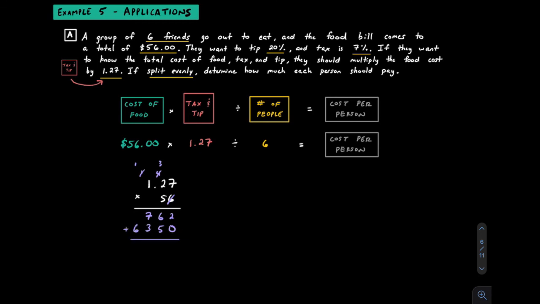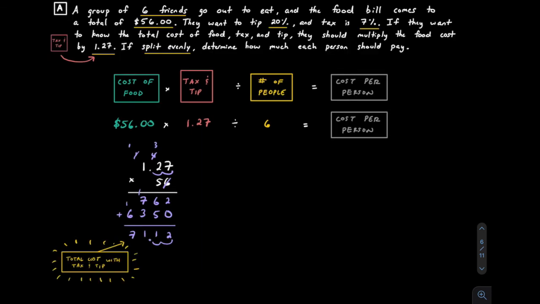Add these partial products together. We're going to get 2, 1, 1, 7. Since we have 2 decimal places in 1.27, we should have 2 decimal places in our product. The 71.12 represents the total cost including tax and tip. Now that we know the total cost of the food was $71.12, we should divide it among 6 people evenly. Since 6 is a whole number, we can go straight into just doing long division.